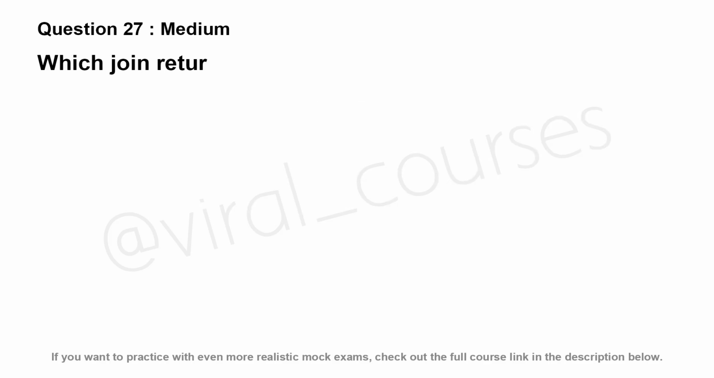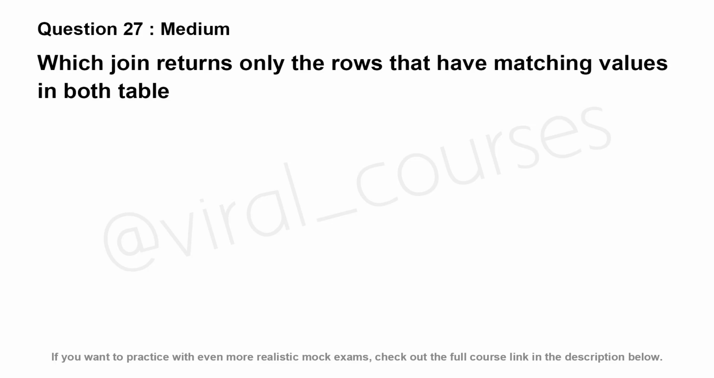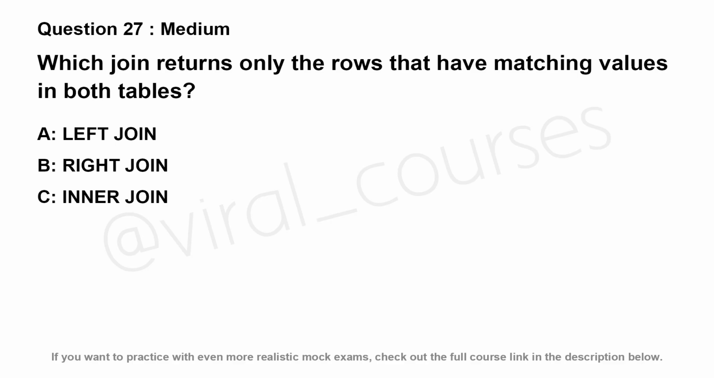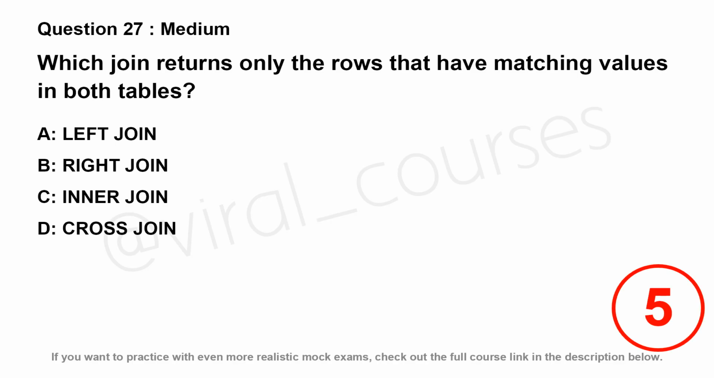Which join returns only the rows that have matching values in both tables? Option A, left join. Option B, right join. Option C, inner join. Option D, cross join.